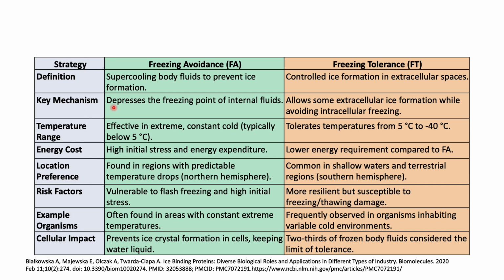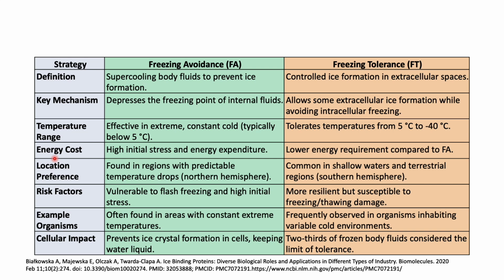So what is the key mechanism by which these two operate? The freezing avoidance depresses the freezing point of internal fluids, and the freezing tolerance allows some extracellular ice formation while avoiding intracellular freezing. So this is the major difference. And the effective temperature: freezing avoidance is effective in extreme constant cold, typically below 5 degrees centigrade, whereas freezing tolerance tolerates temperature from 5 degrees to minus 40 degrees. So this has a very large range of tolerance.